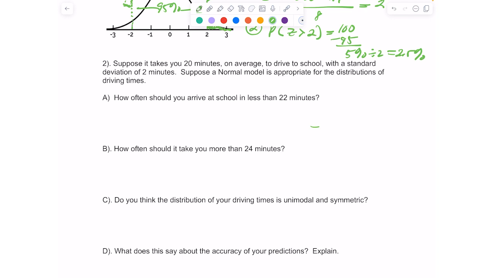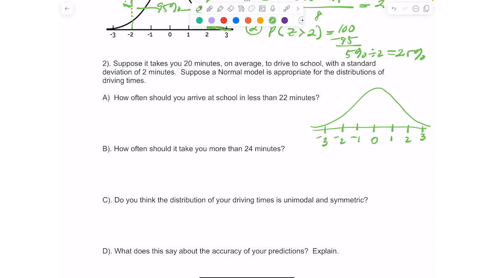Okay, so the first thing I want to do here is draw my normal model. So you can sketch it. And in the middle is our 0, okay? And then we've got 1 standard deviation to the right, 2 to the right, and 3 to the right. And then if we go backwards, we've got 1 below, 2 below, 3 below.